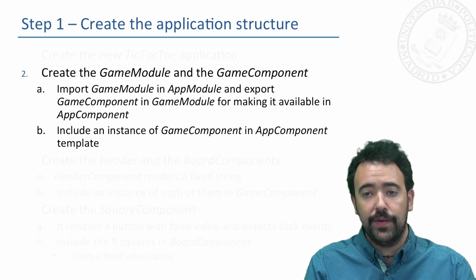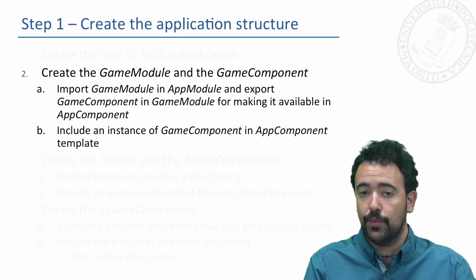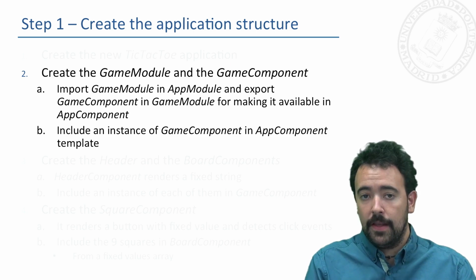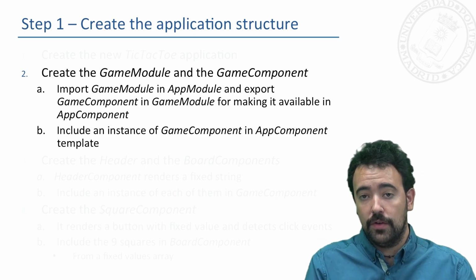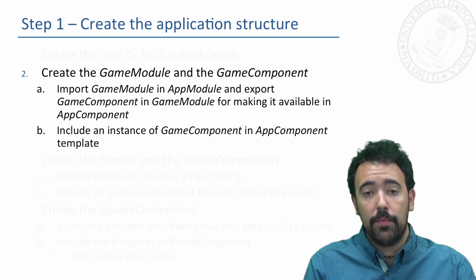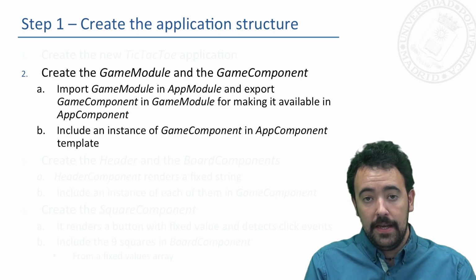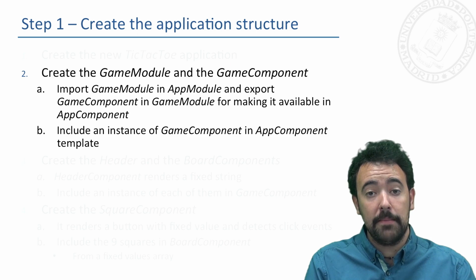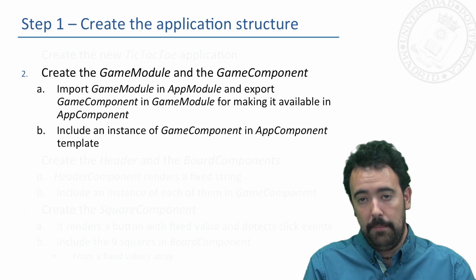So the next step is to create the game module, that is the module that will encapsulate every component related with the game, and the game component, the component that will render the header of the application of the game and the board of the game. For making the game component available in the application, it's important to import the game module in the application module and to export the game component in the game module. After that, I will include an instance of the game component in the application component template, removing the default code that Angular includes in this template.